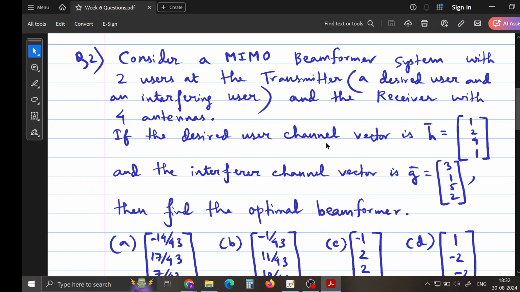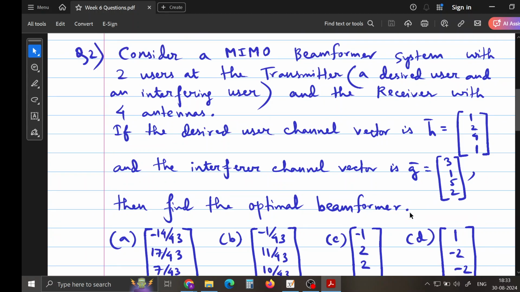Why? Because at the receiver there are 4 antennas, and from the transmitter antenna of the desired user we have 4 such links, right? 4 such channel coefficients. And similarly from the interfering user antenna we have 4 such links or coefficients to the 4 receiving antennas. And similarly we obtain g bar as well, which is the vector for the interferer channel. So given this information, you are asked to find the optimal beamforming, and for this you need to revisit the lectures.